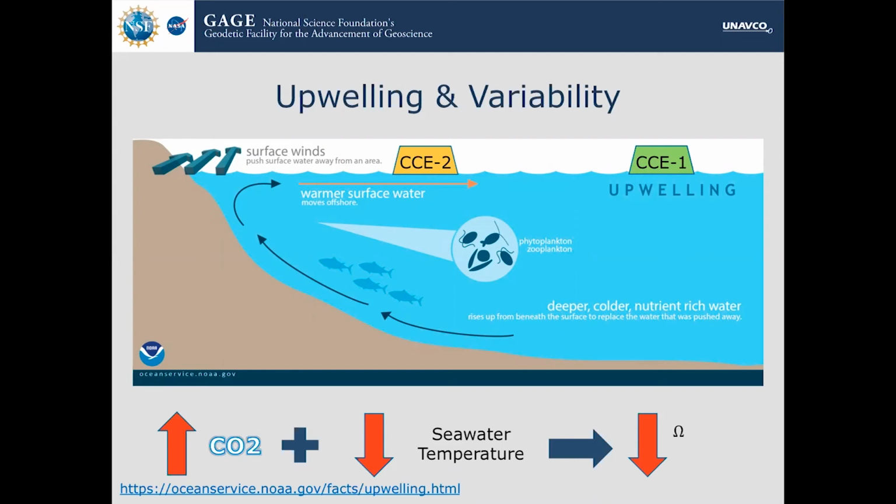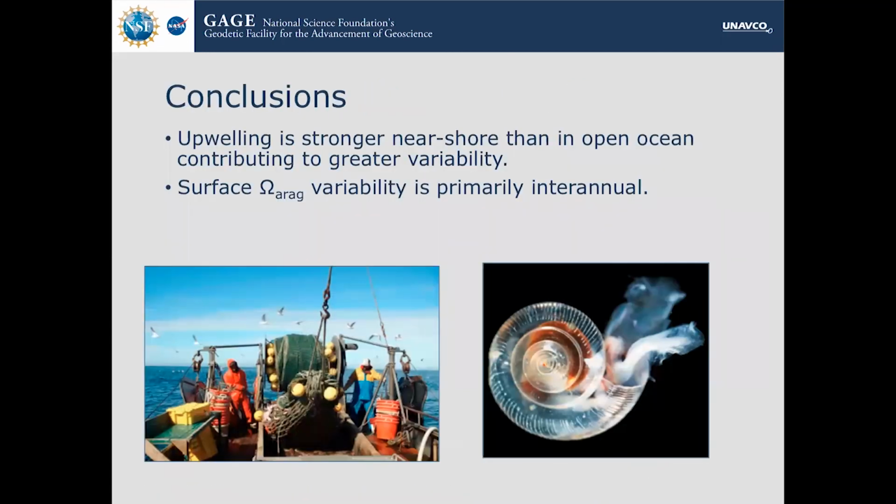However, in reverse to this, in La Niña cycles, we have colder surface water temperatures, and this allows for not only the atmospheric CO2 to be dissolved more easily into the water, it allows the deeper upwelled water to mix more easily with the surface water. And that's why we also saw low values at the nearshore buoy. In conclusion, upwelling is stronger nearshore than in open ocean, contributing to greater variability. And the surface aragonite saturation state variability is primarily interannual, as the warming and cooling phases in the El Niño Southern Oscillation happen on a time frame between 3 to 5 years.